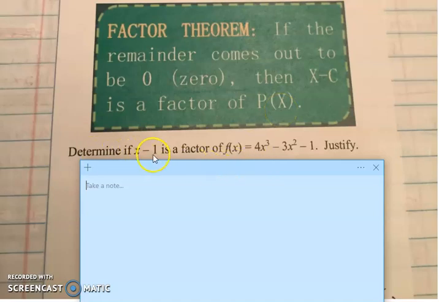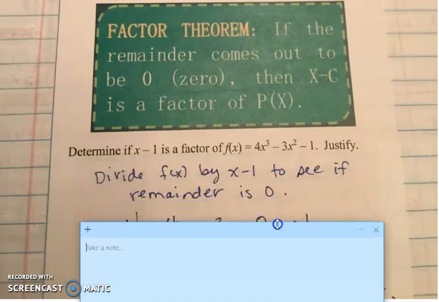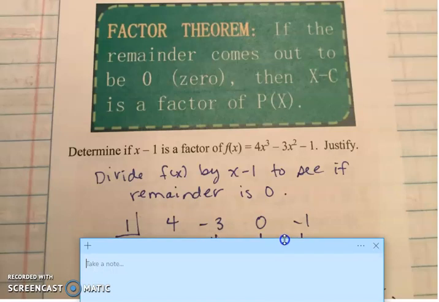So this problem says to determine if x minus 1 is a factor of 4x cubed minus 3x squared minus 1. Again, I could use long division here. You're more than welcome to use that if you're more comfortable with it. But I'm going to go ahead and use synthetic division because it's a lot faster. So I'll set this up. If you want to go ahead and pause the video, you may do so to see if the remainder is 0.